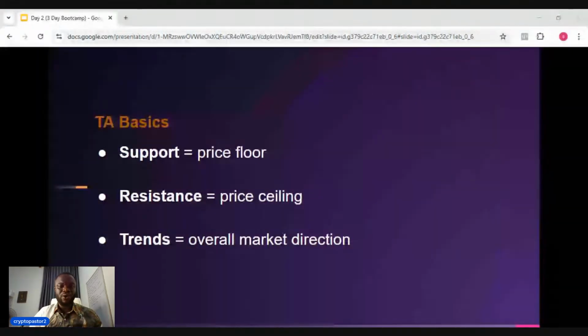So I will show you on a chart quickly. Let me open my chart to show how this exactly works. Let me share my screen. Let me show you on TradingView how this exactly works.